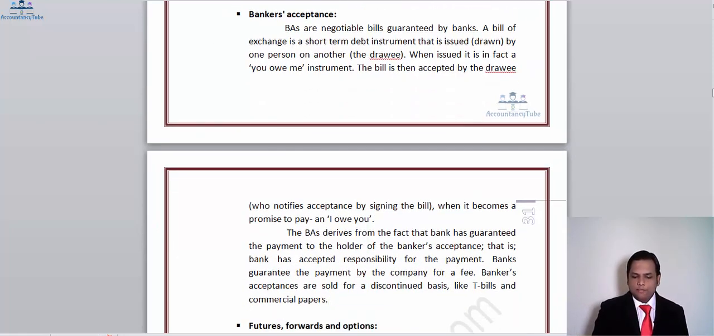Then we've got the banker's acceptance. Now, banker's acceptance is one of the most commonly used services offered by the bank. Perhaps you have used it a number of times. It's the basic. If you have ever gone to the bank for a pay order to be made, that's a kind of banker's acceptance. If you ever opened an LC, that is a letter of credit, that's a kind of banker's acceptance.